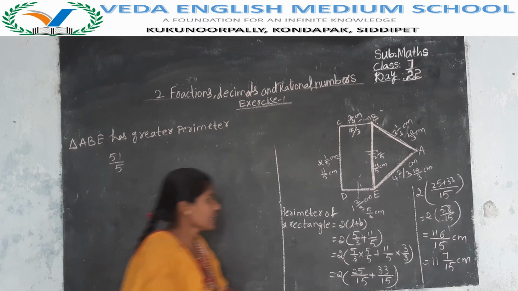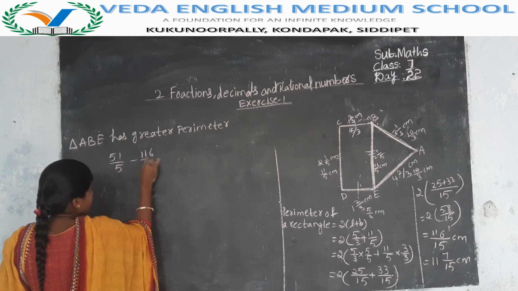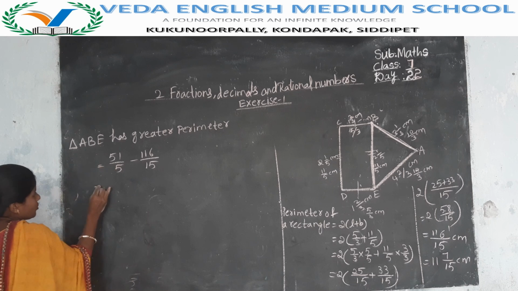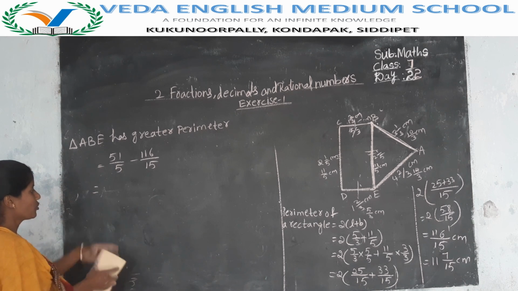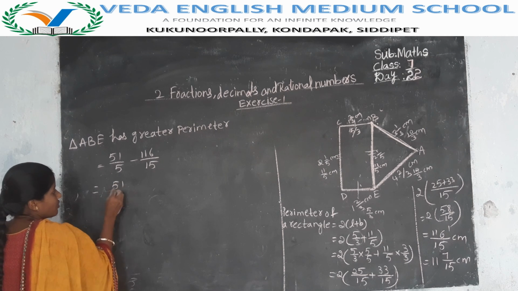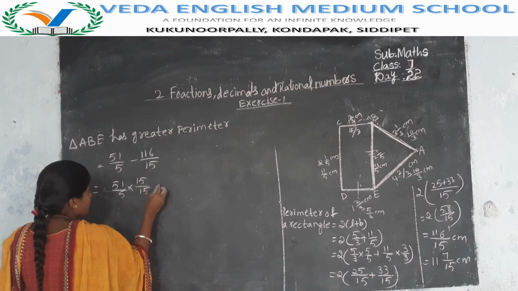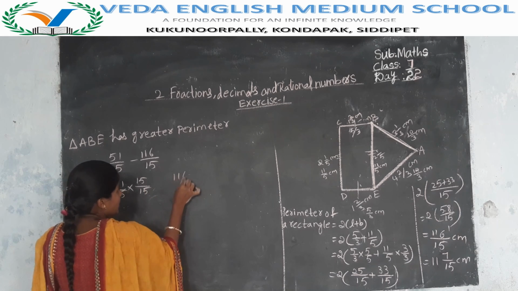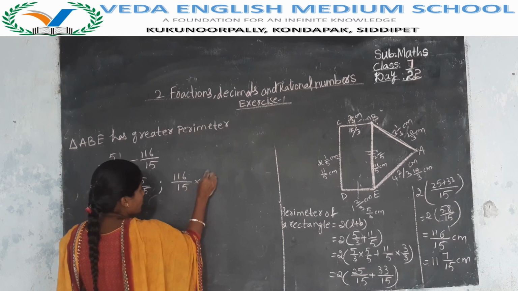Next, for the rectangle we got 116 by 15. Now both are unlike fractions. How to convert unlike fractions into like fractions? You have to multiply 51 by 5 into 15 by 15. Next, 116 by 15 into 5 by 5.